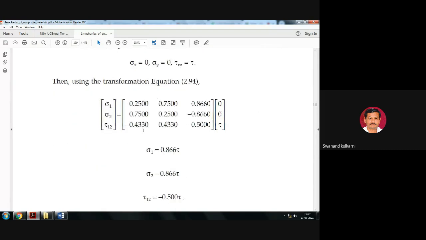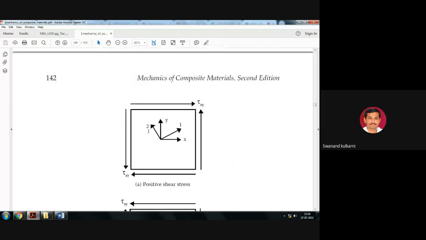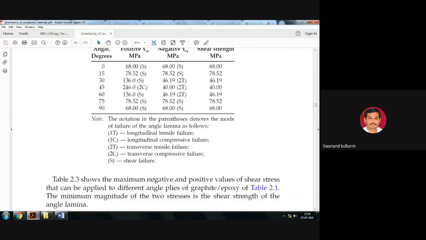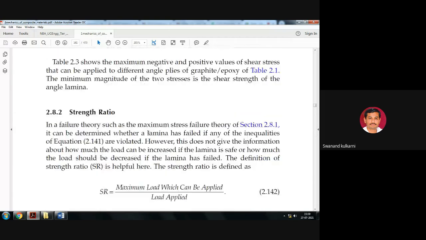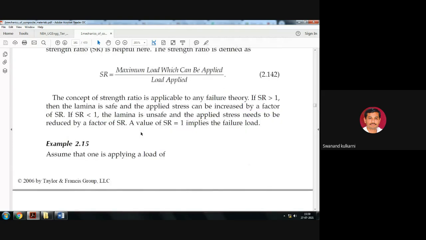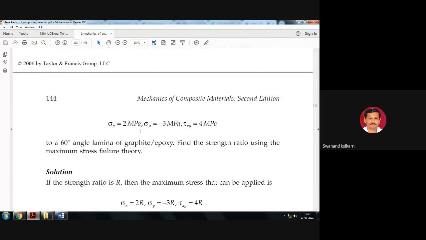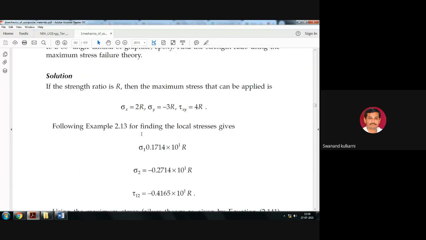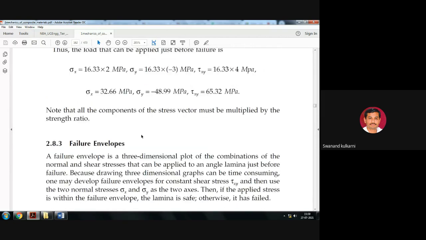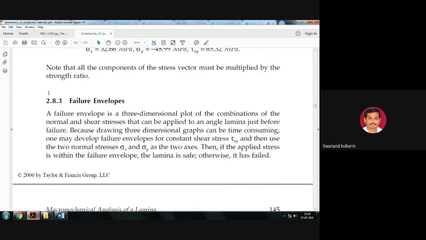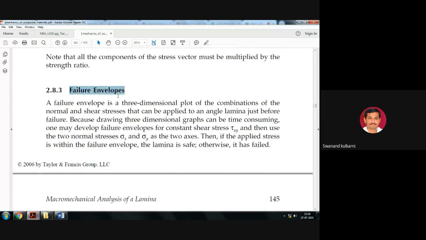Similar examples are there for the maximum shear stress theory also, that you may refer to. A book is available with you, that is already present on the Moodle server. You can download it any time and use it for these examples. Is it okay? So the remaining examples of the maximum stress theory I will not go through, but before that we will go to the next concept of failure envelopes.